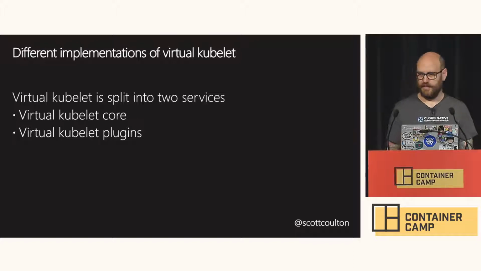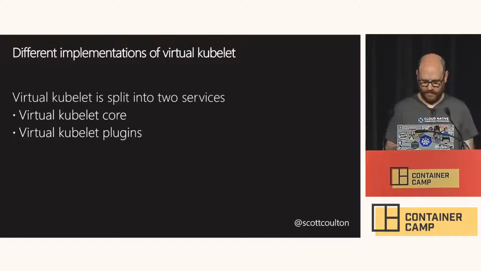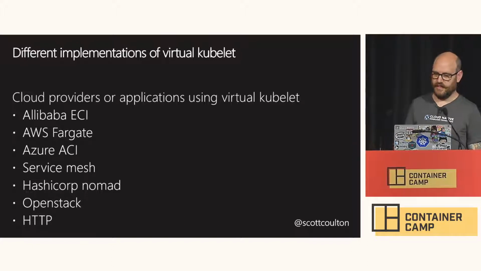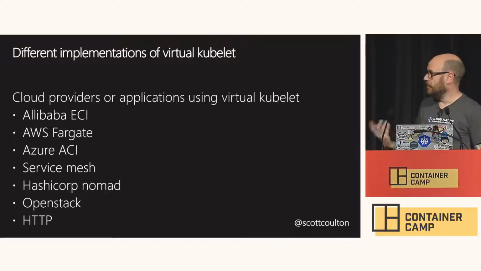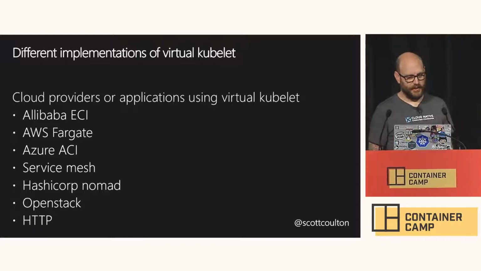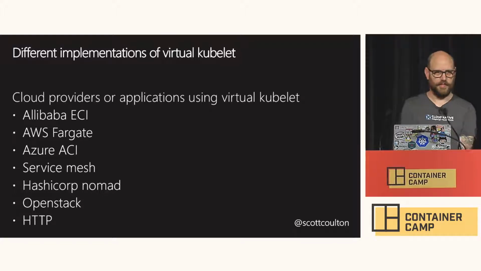So there's a plugin for Fargate, there's a plugin for ACI, there's a plugin for Nomad. There's a new HTTP plugin, and there's some experimental stuff being done with Rust. There's a whole heap of plugins, OpenStack as well. So these are the cloud providers, or other people, using Virtual Kubelet. If you can see there, Alibaba Cloud's up the top. That's because they're probably contributing the most to Virtual Kubelet at the moment, after Microsoft and CNCF.